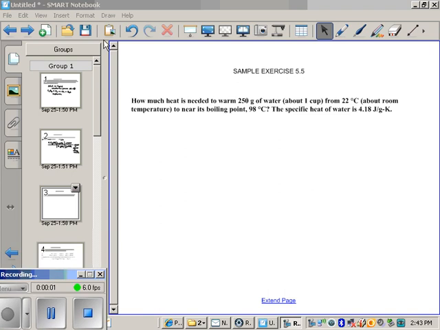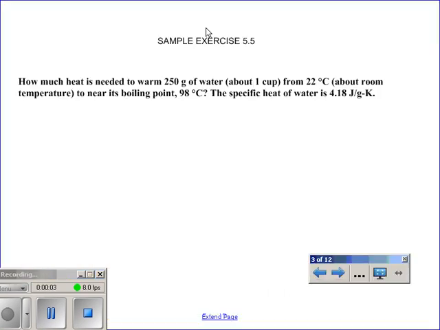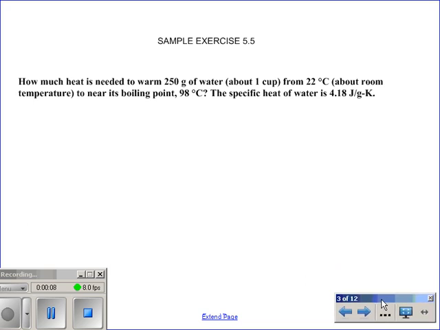Okay, guys, this problem has to do with specific heat and data that was collected in a lab. We're actually going to do a calorimetry lab where you're going to see this in action. The question is asking how much heat is needed to warm 250 grams of water, which is about 1 cup, from 22 degrees Celsius to near its boiling point, which is 98 degrees Celsius. And they give you the specific heat of water is 4.18 joules per gram degree Celsius.